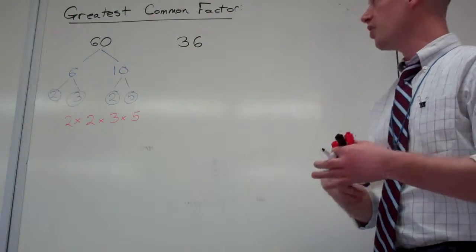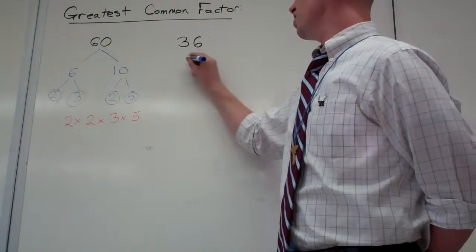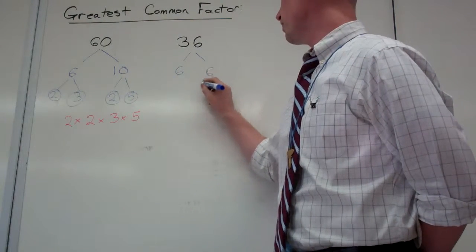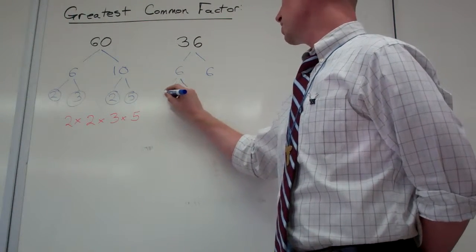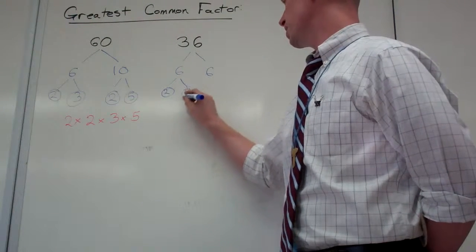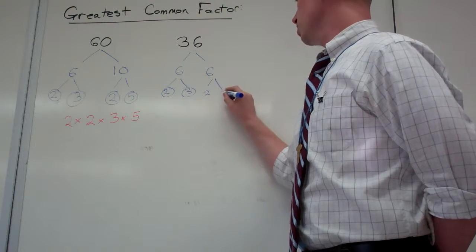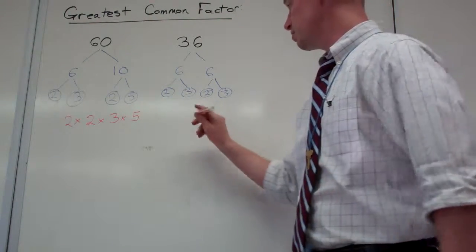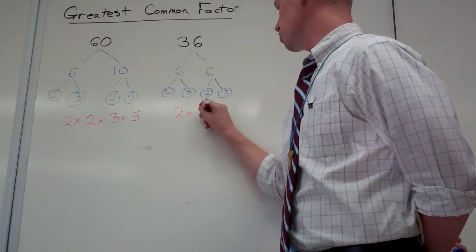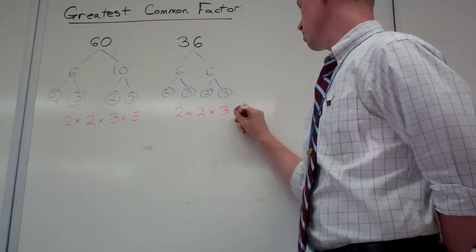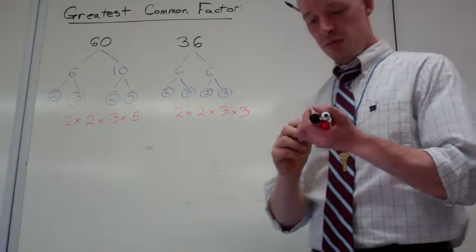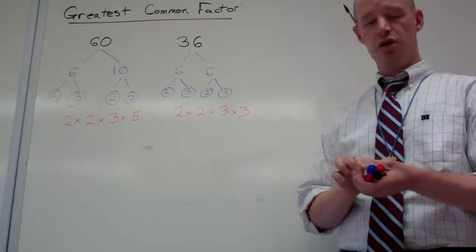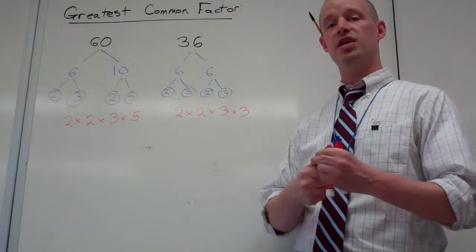I do the same thing for the other problem. 36. I already know that 36 is a perfect square, so I'm going to go 6 times 6 and break it down real fast. Both of my 6's have 2 times 3 as their prime factors. So if I list the prime factorization of 36, I simply get 2 times 2 times 3 times 3. It's great practice for prime factorization, and it works great for the greatest common factor, because now I'm going to go number by number and see if I have anything in common.